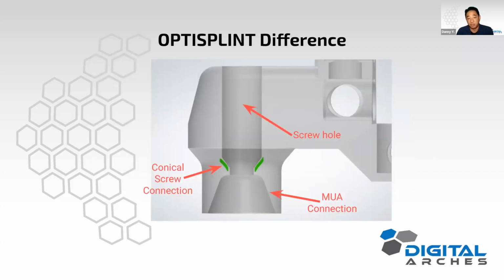What we did with Opti-Splint was we made a conical connection to the top of the MUA so we can make sure that the screw is centering the scan body right over the MUA connection, so that we can get as accurate and repeatable of a connection between the MUA and the Opti-Splint scan body, especially on a physical model, to be as accurate and as passive as possible.